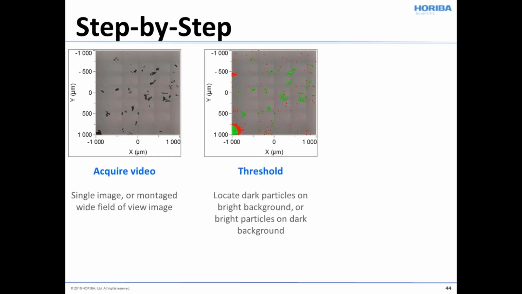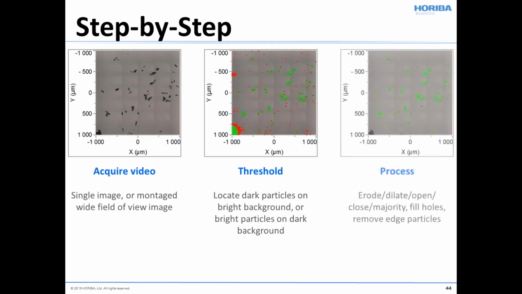Then you use the tools in the software to locate particles that may be of interest to you, and they get automatically detected through the software and highlighted with colors, as you see. And you can then process these images using the erode, dilate, open, close, fill holes, remove edge particles functions that you may be familiar with using other kinds of imaging tools and software for particle size distribution through optical microscopy.